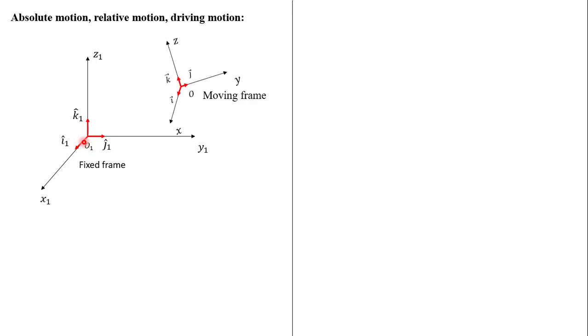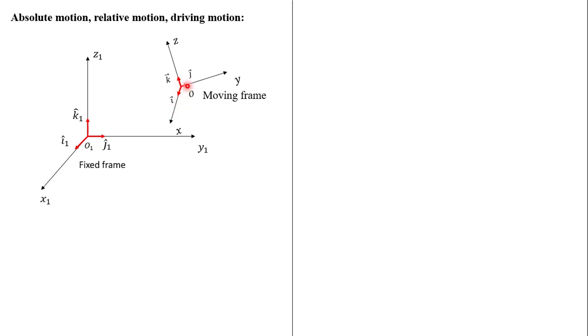And we have also another frame. This is the moving frame. For example, let's say this is the frame related to the truck. This frame can move, it can make a translation, it can make a rotation. And so this frame is represented by OXYZ and by the base I, J, and K.